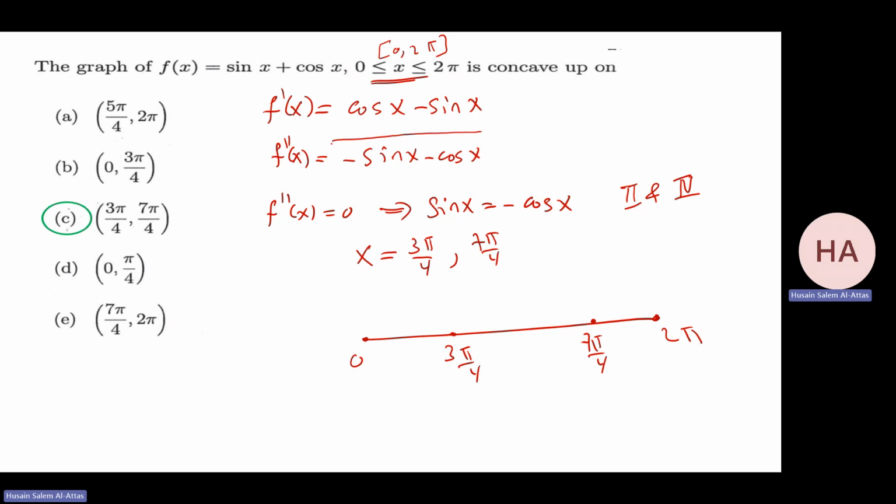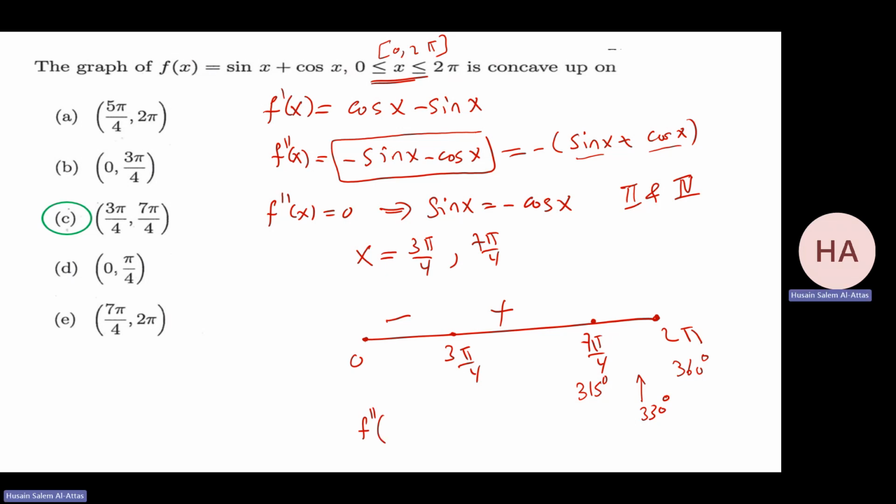So I want to check this. This is my function, in other words, minus sine plus cosine. That will make it easy. Now between 0 and 3 pi over 4, this is positive, this is positive, first quadrant, so it will be negative for sure. Between 3 pi over 4 and 7 pi over 4, take a value, for example pi. Cosine pi is minus 1, sine pi is 0, so that will be plus 1, minus times minus 1. Here in the fourth quadrant, or you can do it by angles: this is 360, 7 pi over 4 is 315, so I have 330 somewhere here. I know sine 330, I need to find f double prime. 330 is what?